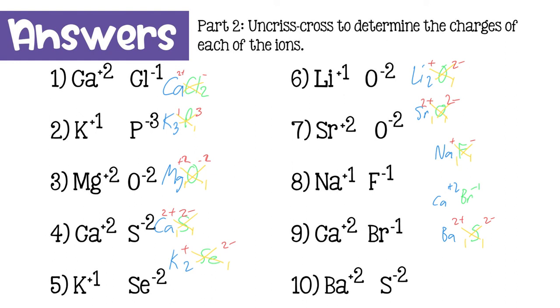This last exercise may seem a little silly because you can just look up the charges on the periodic table. However, tomorrow we're going to look at a situation where you can't look up the charges and you have to uncrisscross, or use a similar method to determine the charge of your cation.